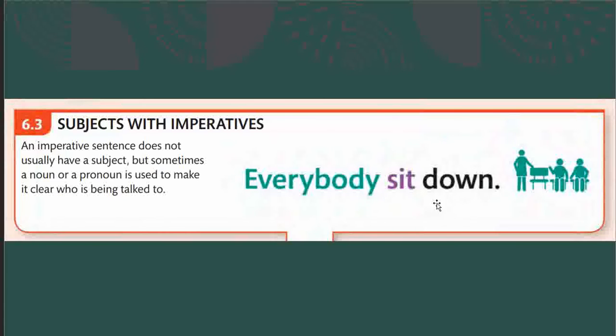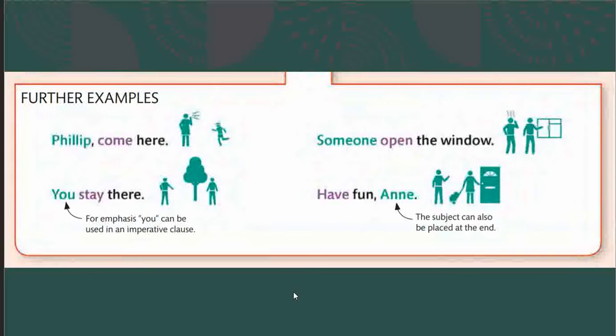Sit down is an imperative sentence. You add everybody. That means it is intended for everybody: Everybody, sit down. We have certain examples for imperatives. For example, a noun is added over here. Philip, come here. That means this instruction is only for Philip. You stay there. It's a pointer, and it is an instruction for only the person to whom you are talking.